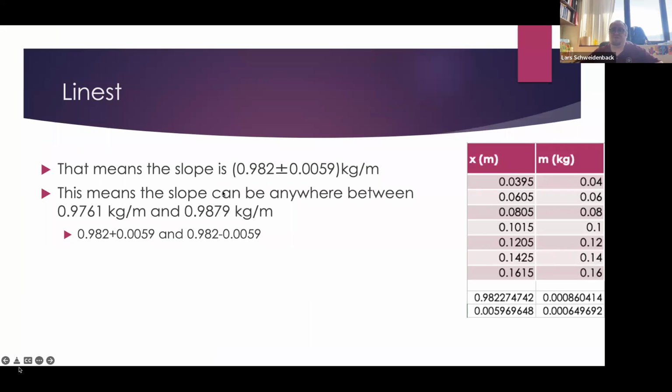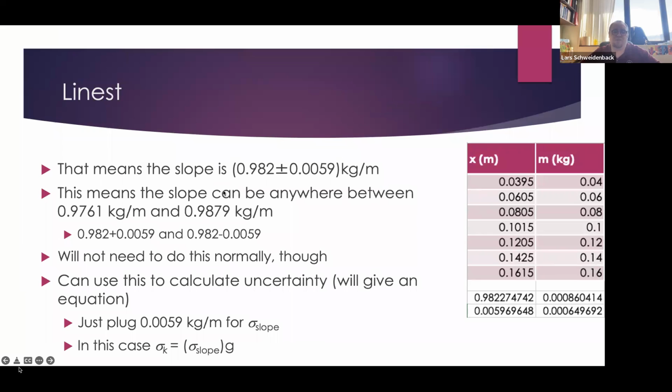That really gives a range of the slope, although you'll never actually use that range of the slope. What you'll do is you'll use an equation to solve for the uncertainty of whatever you're looking for, such as the uncertainty in k is the uncertainty in slope times g.